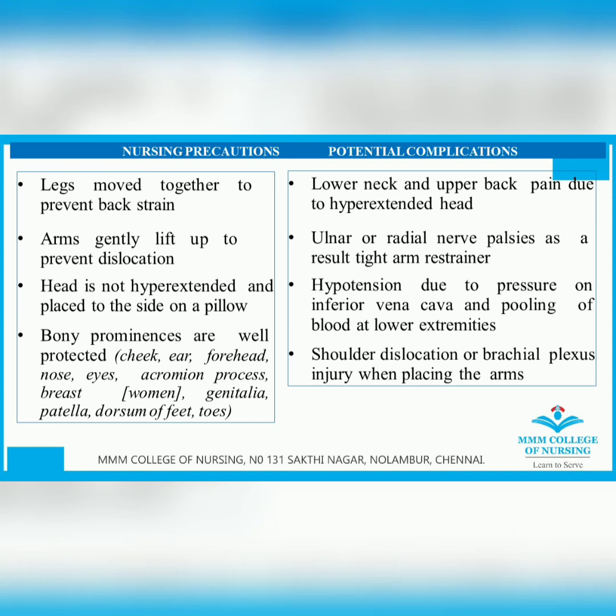Whereas the potential complications: lower neck and upper back pain due to hyperextension of the head, ulnar or radial nerve palsy as a result of tight arm restraints, hypotension due to pressure on the inferior vena cava and pooling of blood in the lower extremities, and shoulder dislocations or brachial plexus injury when placing the arms.